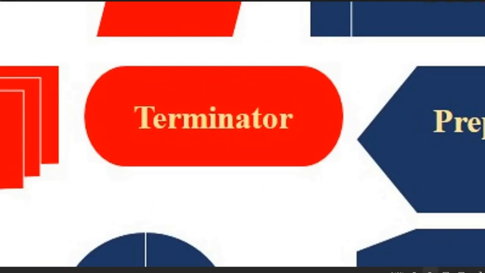The first symbol is terminator. This is a start or stop point in a process or program. Sometimes it's also called terminal, represented by an oval or rounded rectangle. They usually contain the word start or end or stop, and this symbol is mandatory. But there can be only one start and only one stop in the entire flowchart.